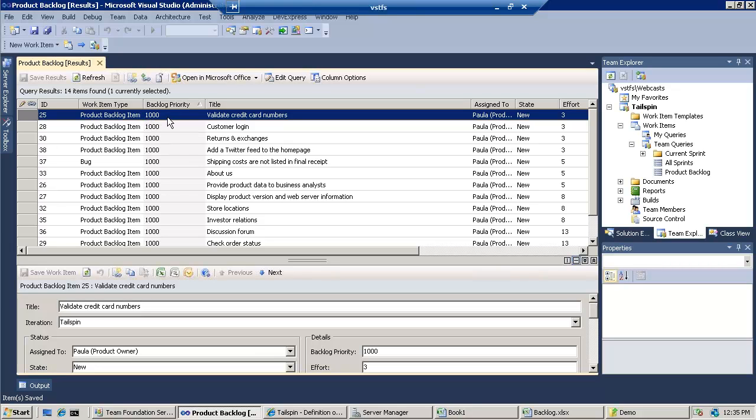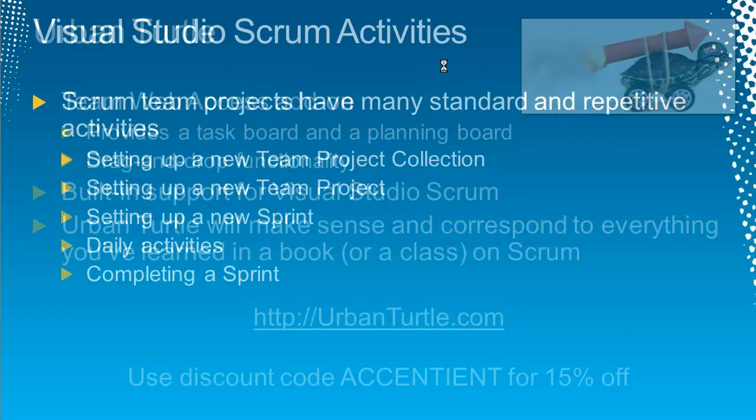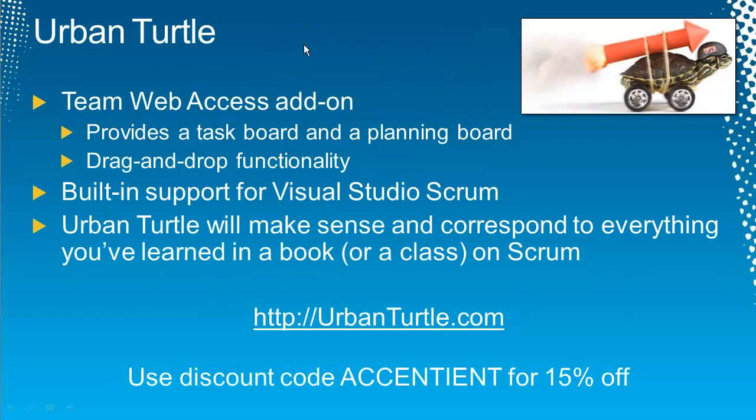If I change this one to 1 and there was already a 1 in here, I'd have to go manually change it to 2, and reordering all of these things is horrible. So enter a neat tool here called Urban Turtle. And Urban Turtle is a third party up in Canada. A lot of good, smart Scrum guys work there. And they have this add-in to the Team Web Access.